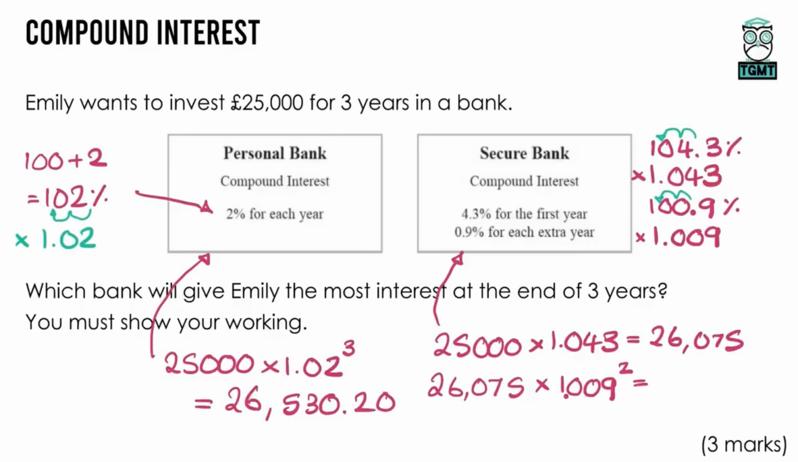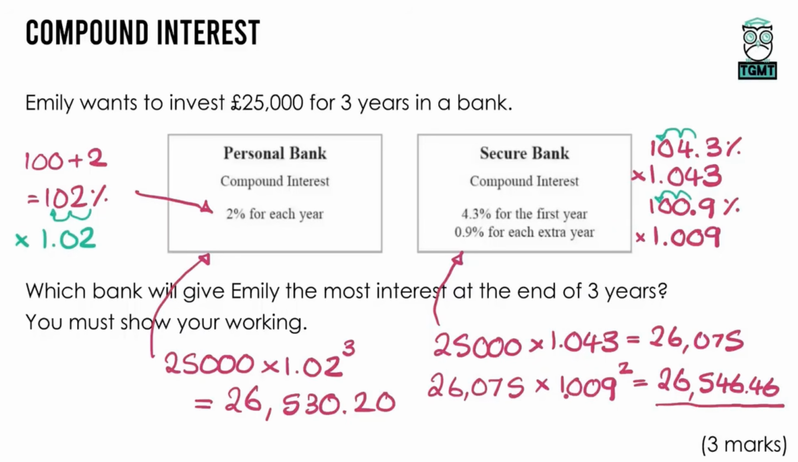So 26,075 times 1.009, and then that is to the power of 2, and that comes out as £26,546 and 46 pence. So you can see here, actually, we get slightly more in the secure bank. Not much more, it's about £16 and 26 pence.